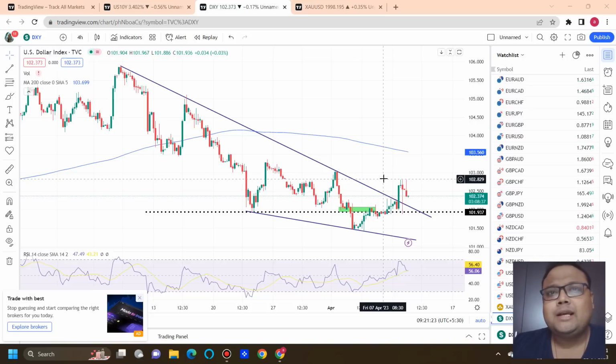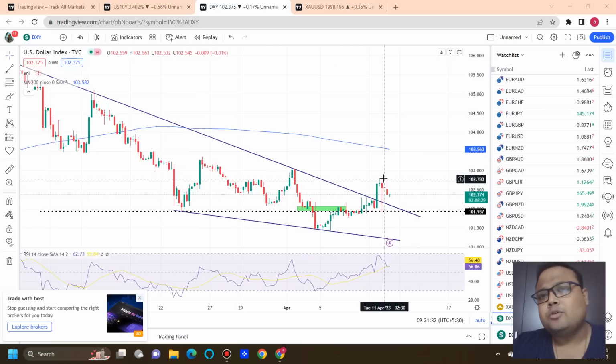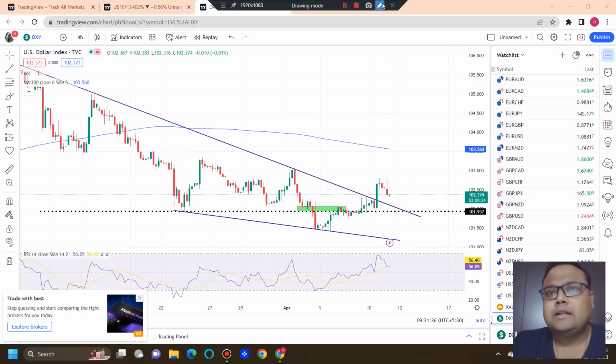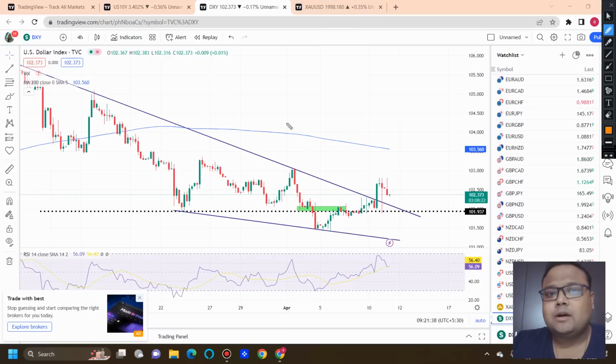And tomorrow is a big day. Tomorrow is CPI. So tomorrow's inflation data will be very important for the market. So today the market will be mostly waiting for the news. As a result, you can expect that the market will remain within a particular range.